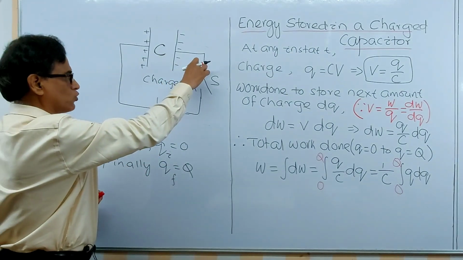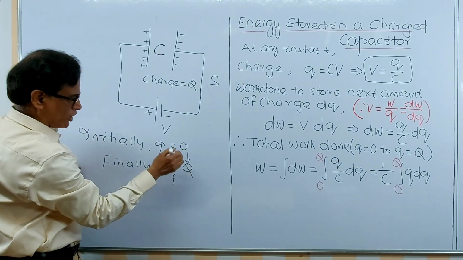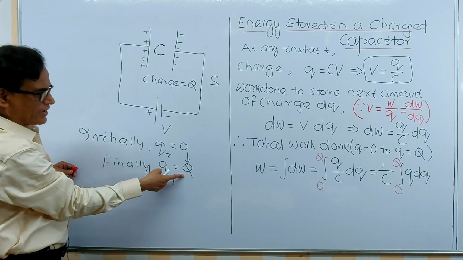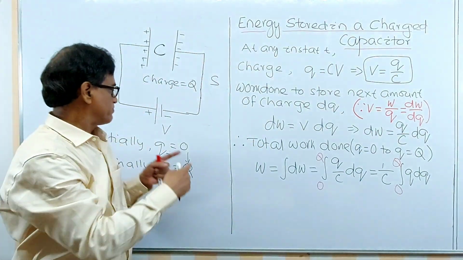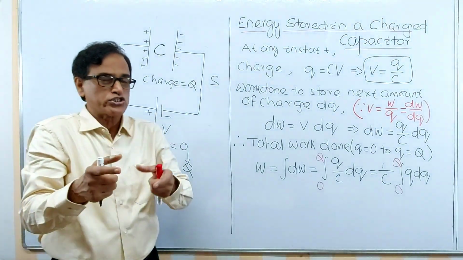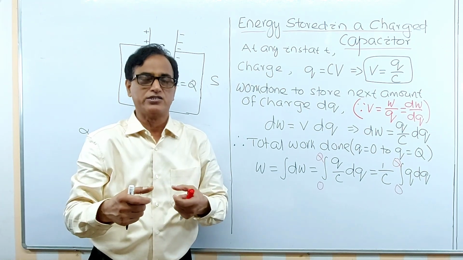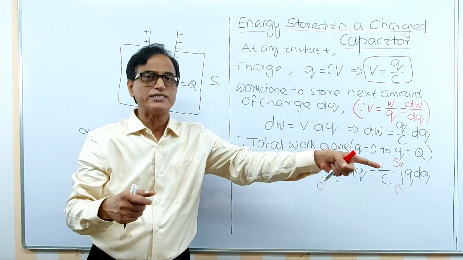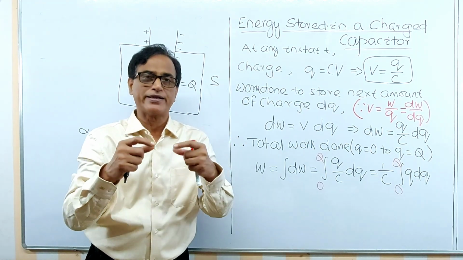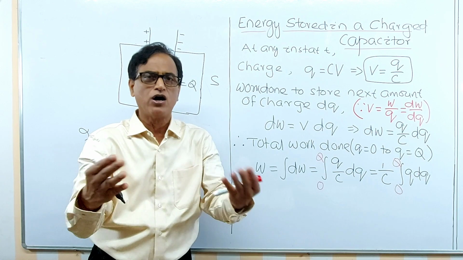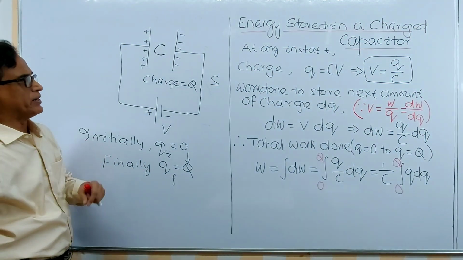So whenever the switch is closed, the charge increases from the initial value to the final value. Now during this charging process, who does the work? This battery or cell, the source of EMF, does the work. It spends its own energy to store the energy in the capacitor. So we will see how much energy is stored in the capacitor, whether the battery delivers all the energy to the capacitor, or something is lost. Let us calculate the energy stored in a charged capacitor.